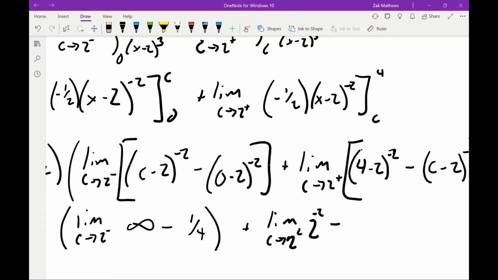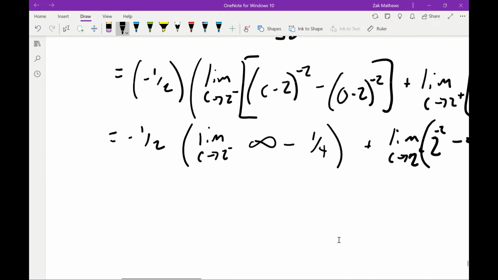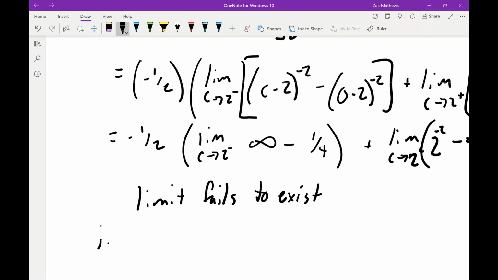We have a problem because we cannot find these limits. These limits are diverging because they're going to the infinities. 2 minus 2 is 0 because it's in the denominator. They're going to the infinities. And so for that reason, this limit fails to exist, meaning this integral diverges.